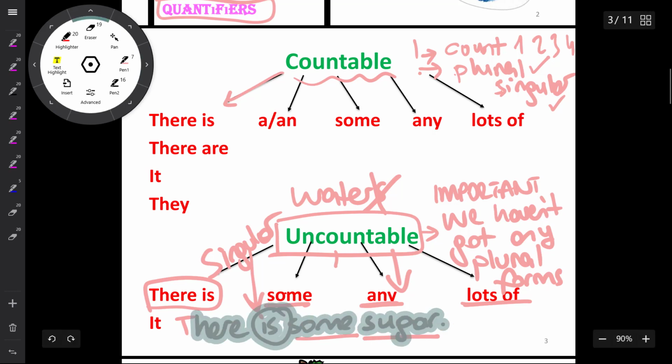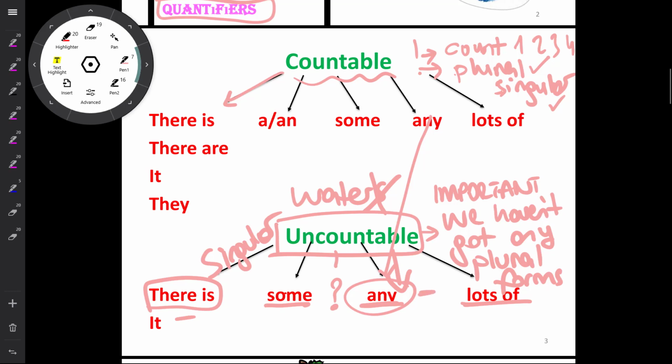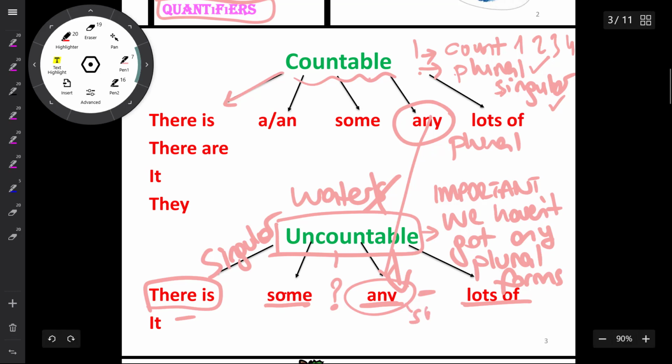Understand? I think yes, you can remember all the things. And what about any? Let's look, this is the same as this one because it should be question or negative. But what is the difference between them? When we use any with the countable nouns, we use plural forms, and with the uncountable nouns, we use singular form. Let's look.